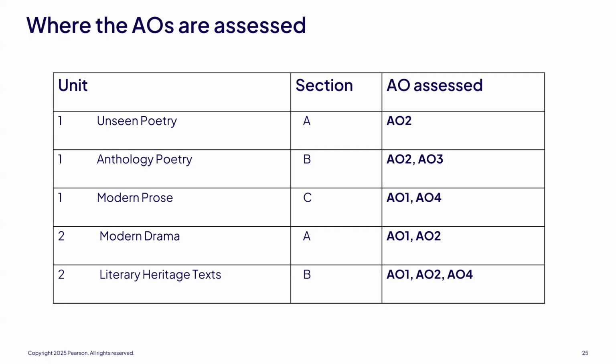And then when we move to the literary heritage text, the second question on paper 2, we also bring in AO4, context. So we've got two questions, the modern prose and the literary heritage, where context is also assessed. So I hope that's pretty clear.